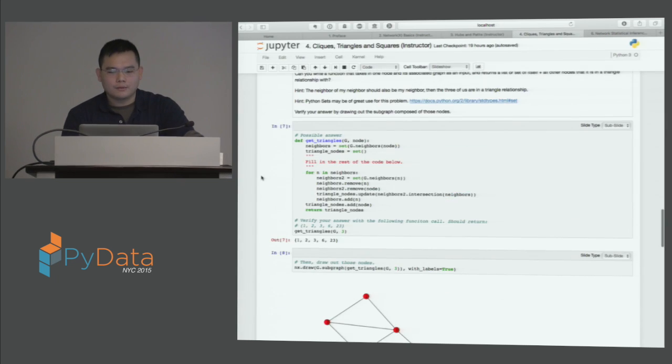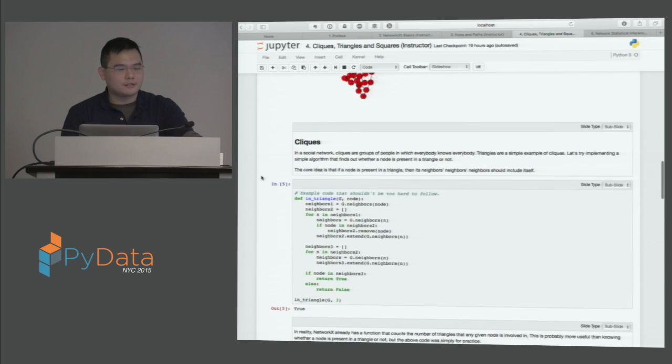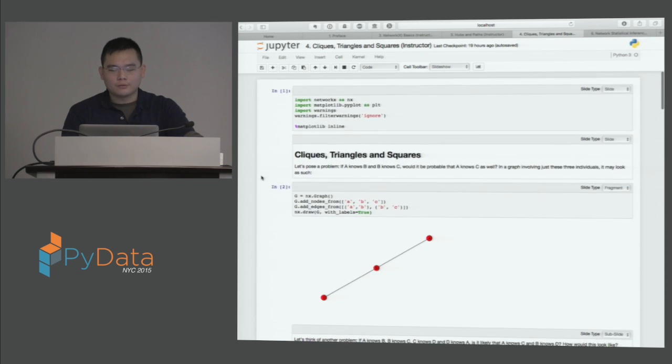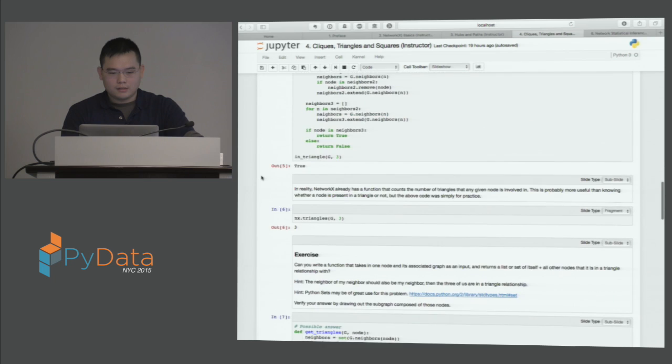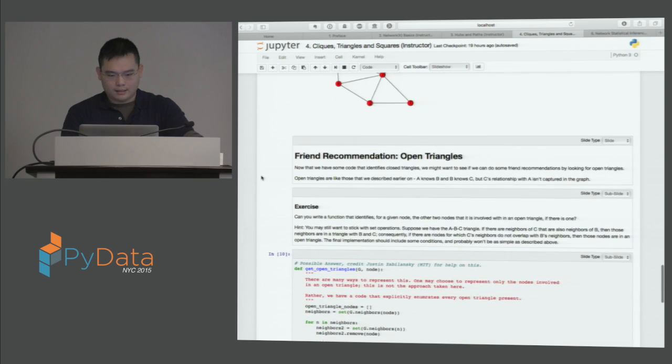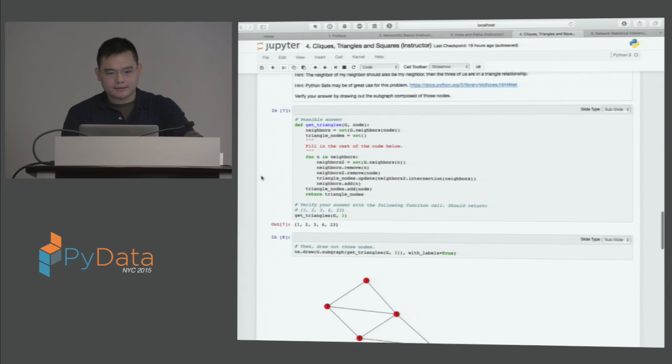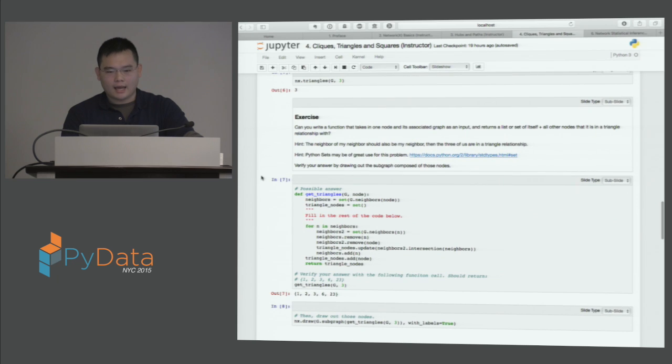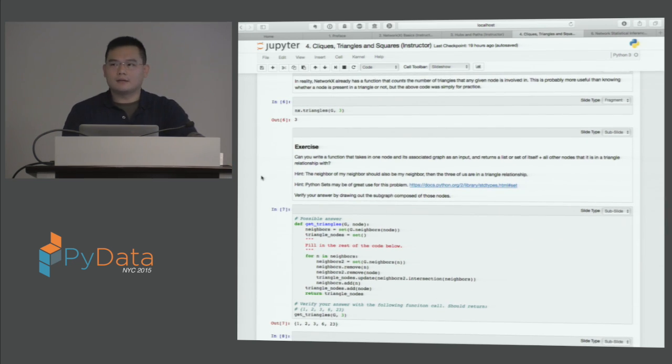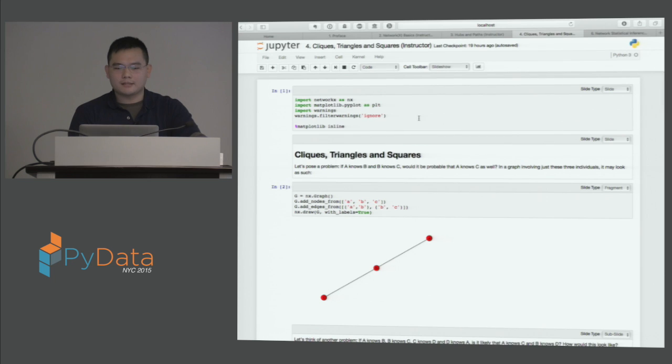Okay, so with cliques, triangles, and squares, which is the next notebook, I only intend to go through the first exercise and leave it at that, because the first exercise is sufficient to give you an understanding of finding structures in a network. All right, so let's open up notebook number 4 now.